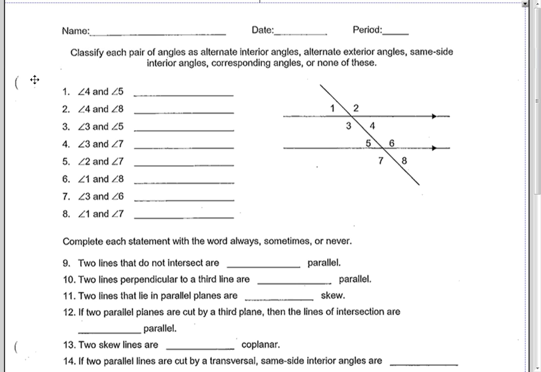Raise your hand and give me all 8 answers for the top. Cameron, what do you have? Alternate interior. If I use abbreviations, you can use the abbreviations on the quiz or a test. So alt int, I understand. AI, I don't understand. Alt int, I will understand. Corresponding, I will take CORR. That would be fine.